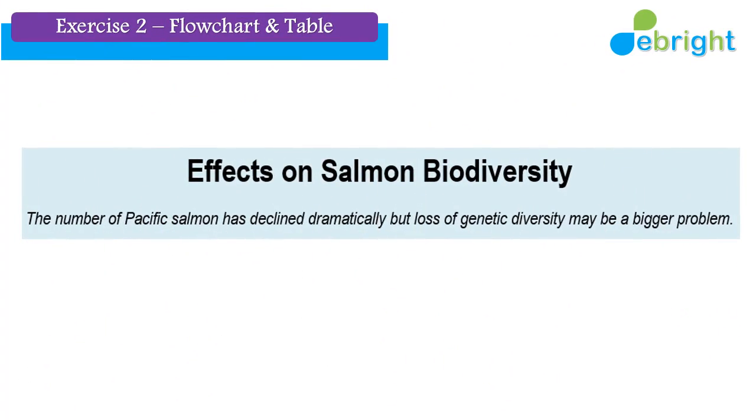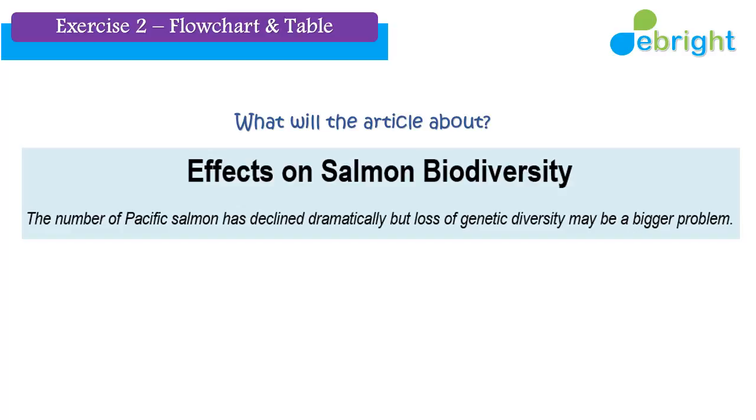Yes, in exercise 2, we will have more reading passages, which are longer than the previous one. You've got the title over there, Effects on Salmon Biodiversity. And the subtitle is: the number of Pacific salmon has declined dramatically, but loss of genetic diversity may be a bigger problem. So what do you think the article is about?